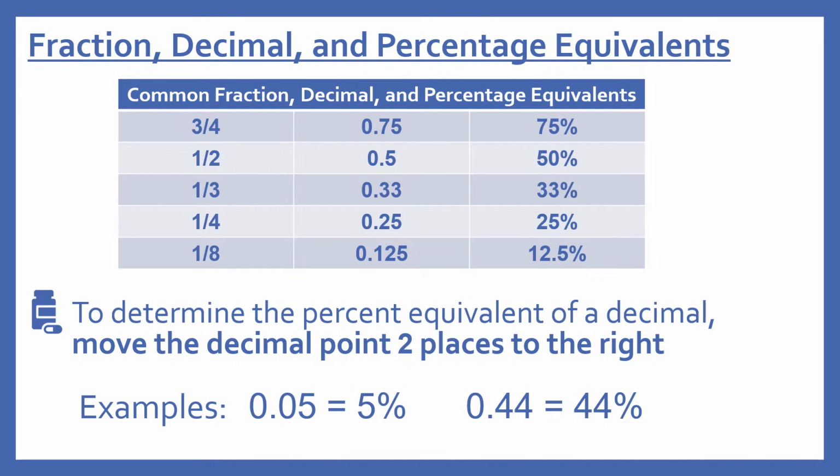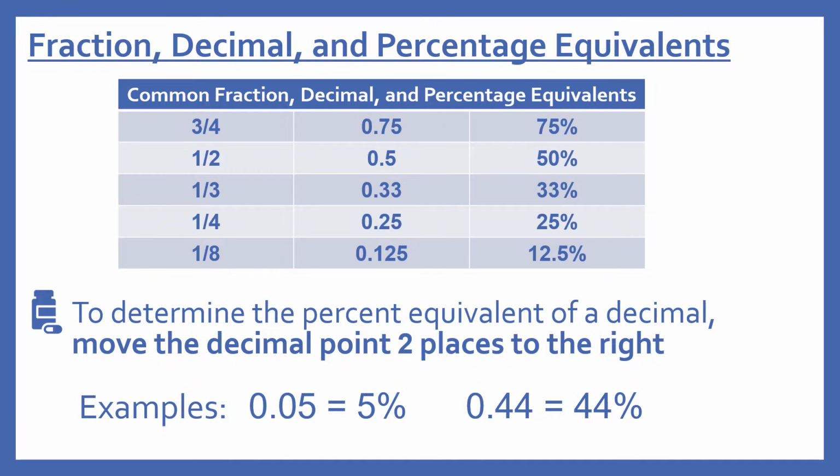So I have our chart once again with the common fractions and decimals, and I've added the percentage equivalents on here as well. We'll just go over those quickly again. 3/4 equals 0.75, which is 75%. 1/2 equals 0.5, which is 50%. 1/3 is 0.33, which is 33%. 1/4 is 0.25, which is 25%. And 1/8 is 0.125, which is 12.5%. So you can see the similarity between the decimal and percentage equivalents, and that it's easily converted.